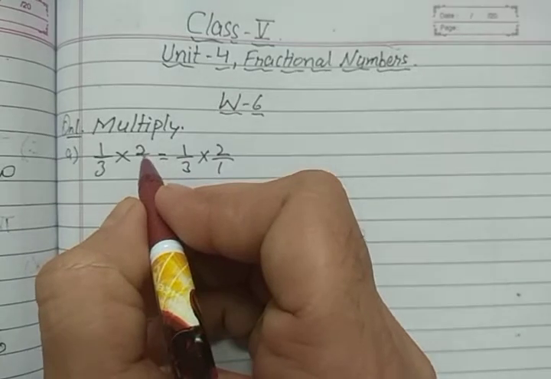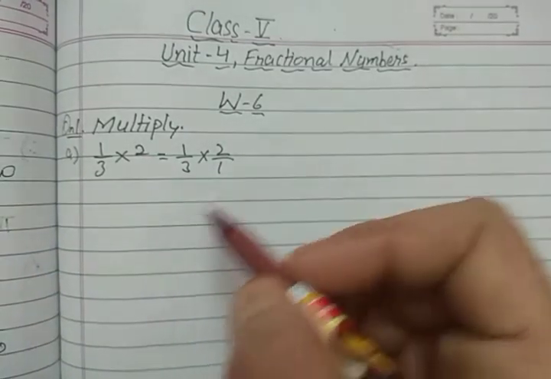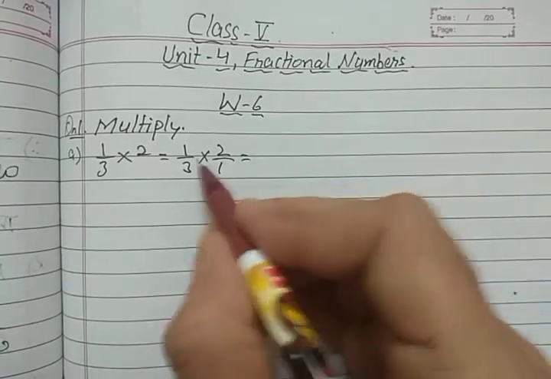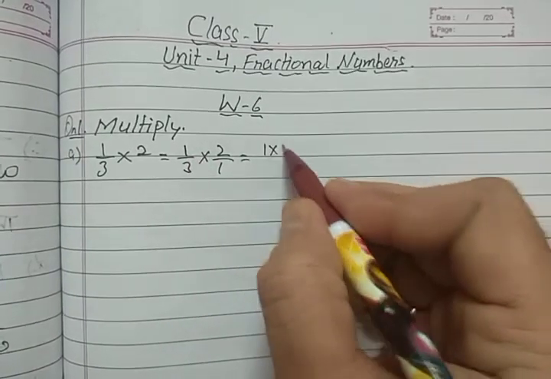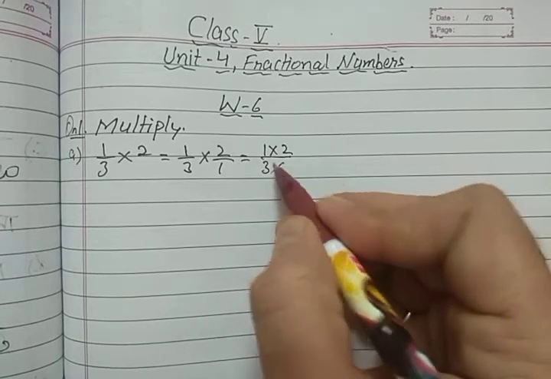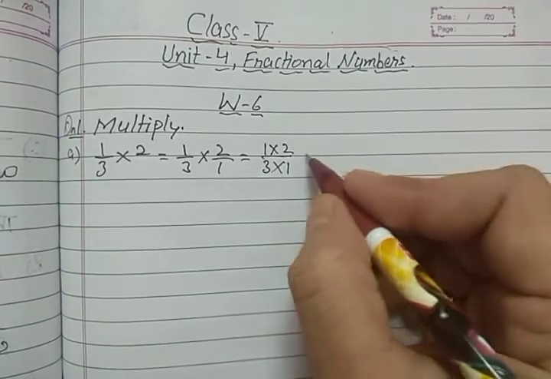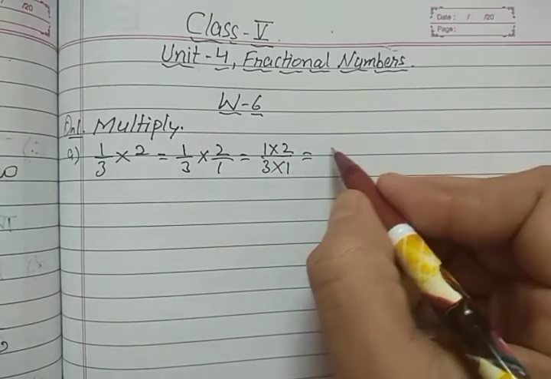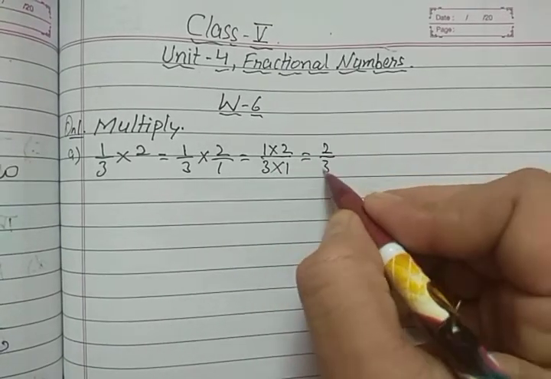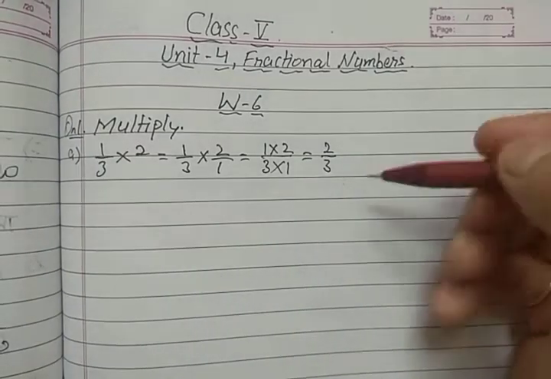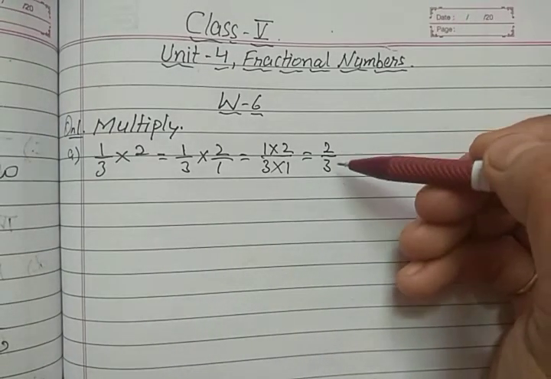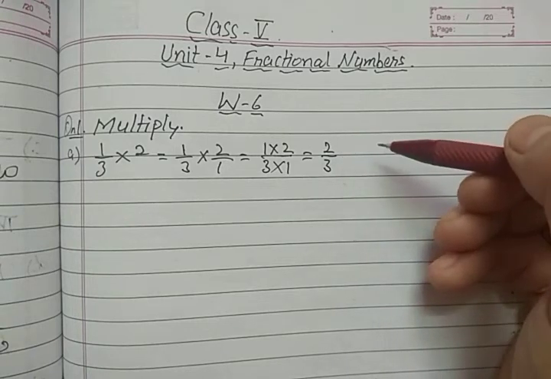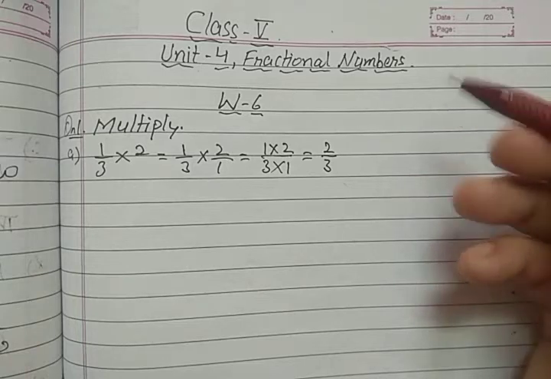Take 2 as a numerator. So I have already told you what you have to do. You have to multiply numerator with numerator. So 1 and 2 is the numerator and here 3 and 1 is the denominator. So multiply numerator with numerator and denominator with denominator. So 2 ones are 2 and 3 ones are 3. So this is the answer. And always check whether the answer is in the lowest term or not. If it is not, then convert it into the lowest term.